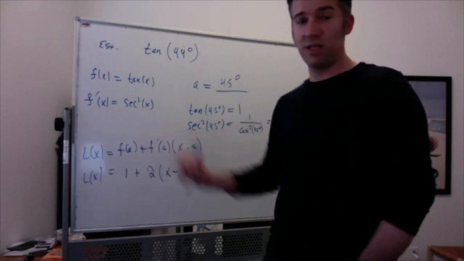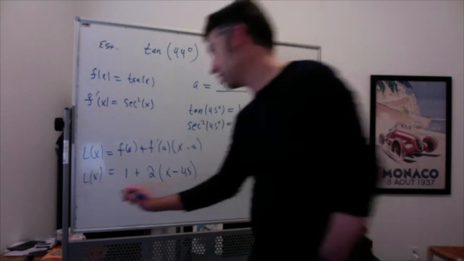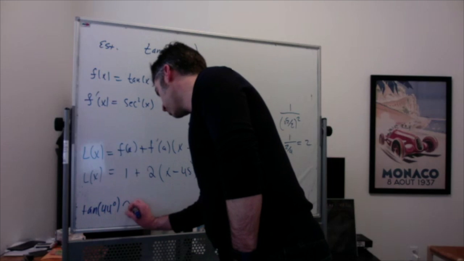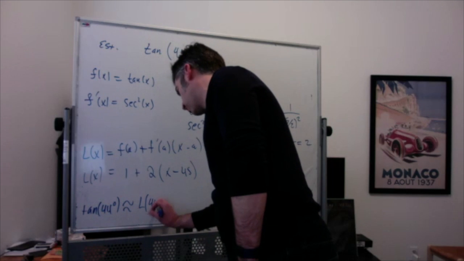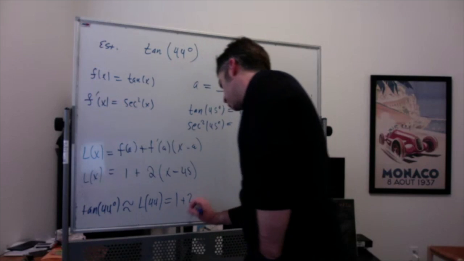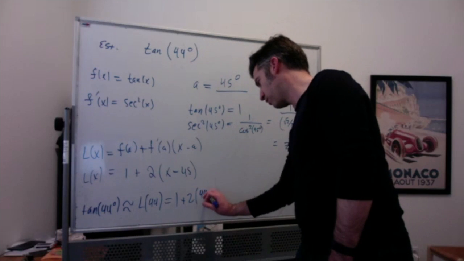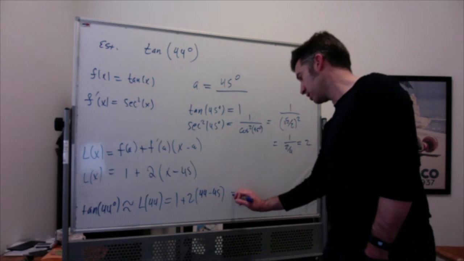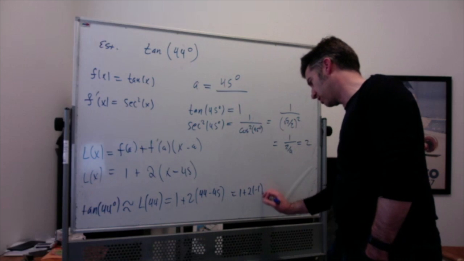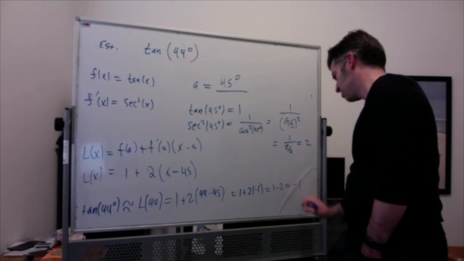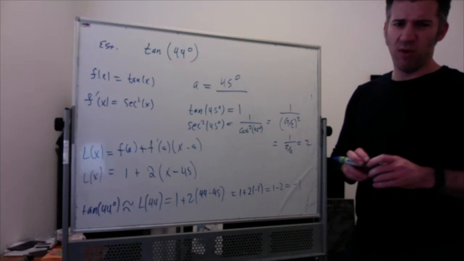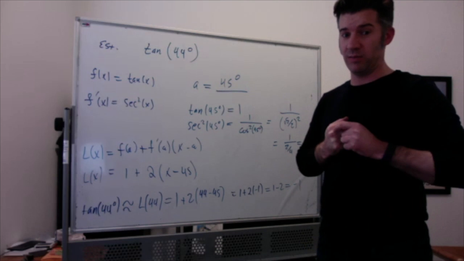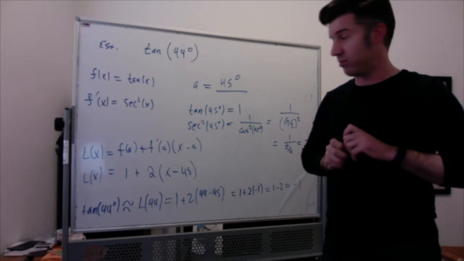So now I'm going to use this to approximate tangent of 44 degrees. Tangent of 44 degrees is approximately the linearization at 44, which is 1 plus 2 times 44 minus 45. That's negative 1, so I get 1 plus 2 times negative 1. That's 1 minus 2, which is negative 1. And now we have to rely on our knowledge about trigonometry to identify why this is a real problem.